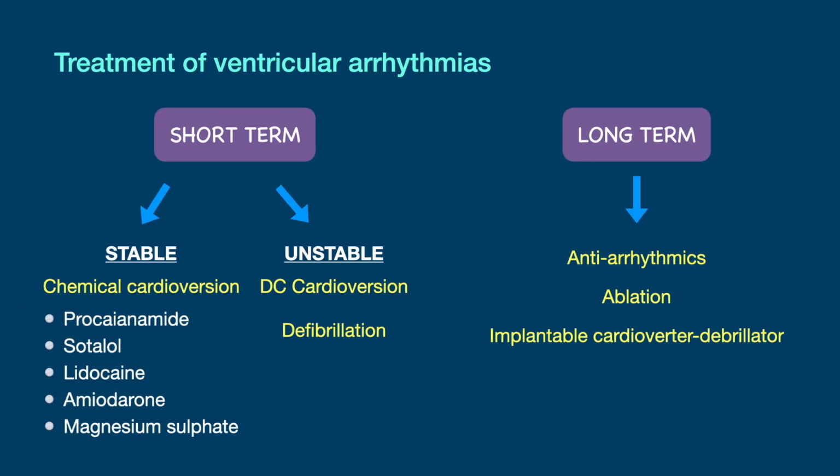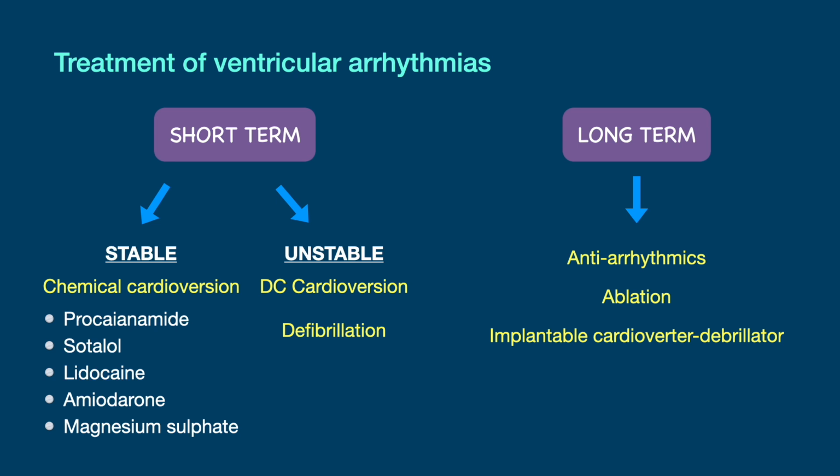The treatment can be thought of from a short-term and long-term perspective. For short-term, ventricular tachycardia may result in hemodynamic collapse and require life-saving measures to restore a normal sinus rhythm. So first-line treatment is to restore hemodynamic stability, and this is done by direct current cardioversion.